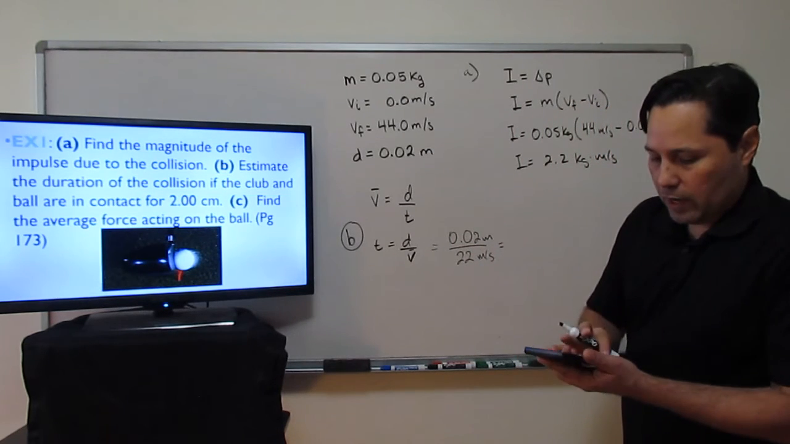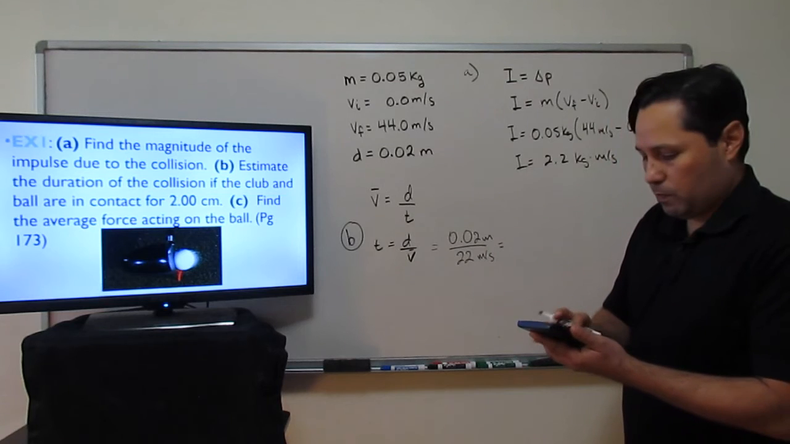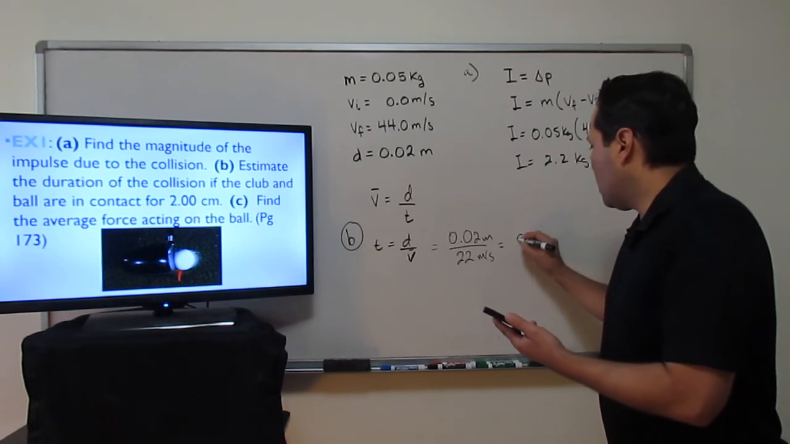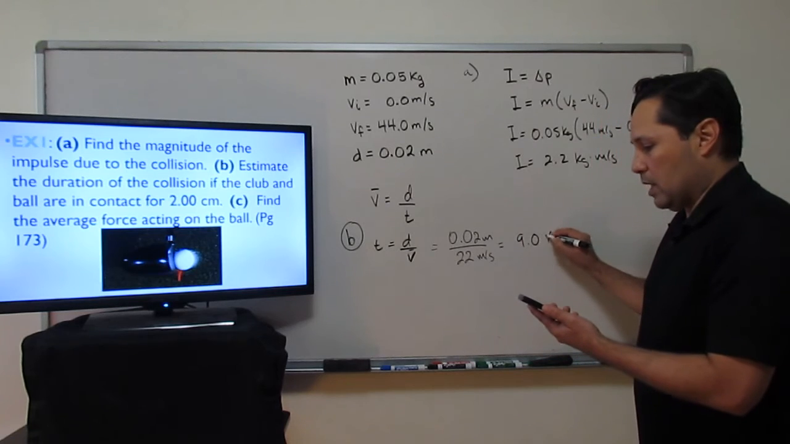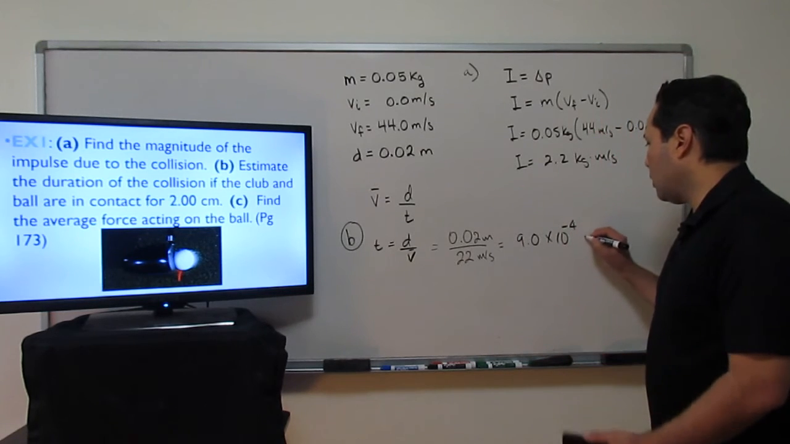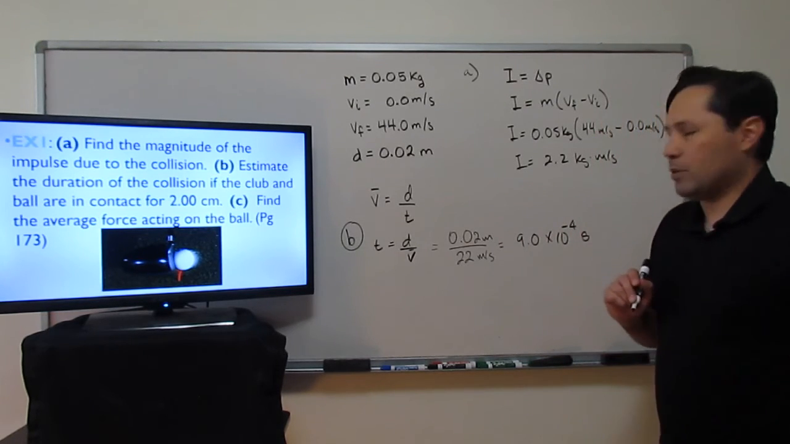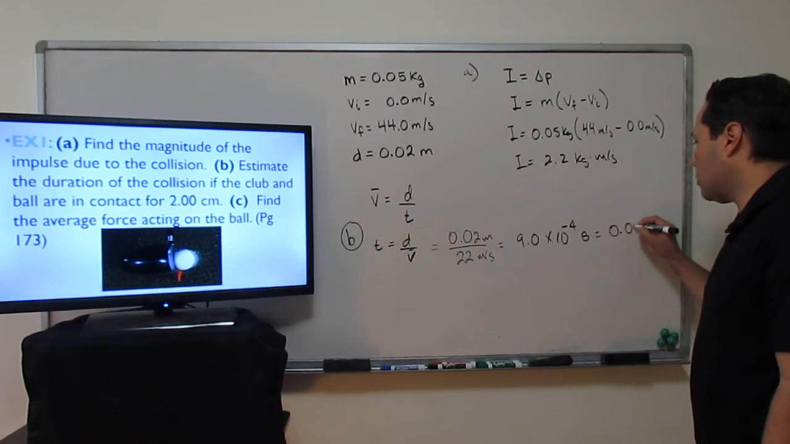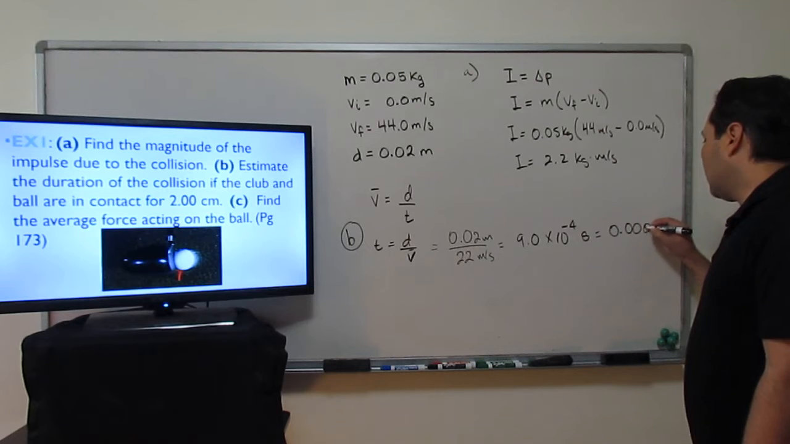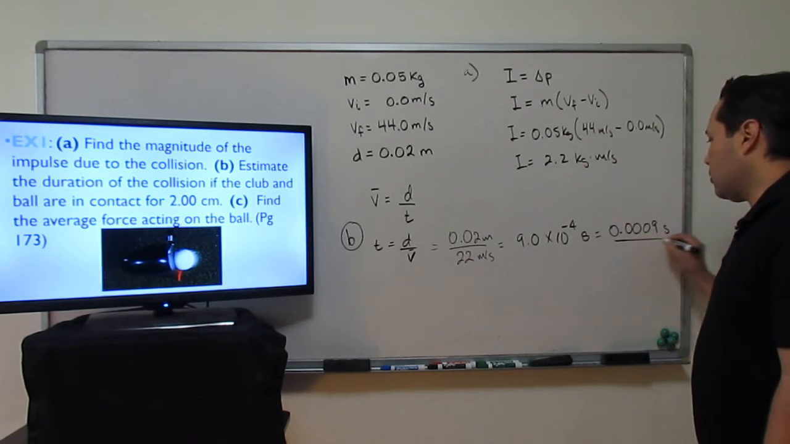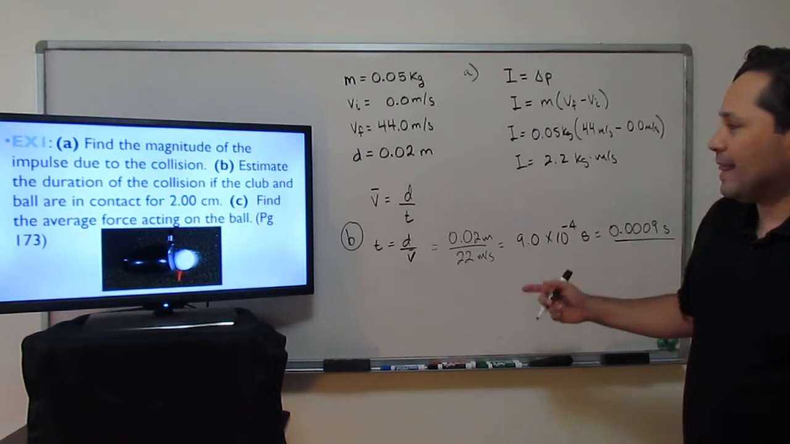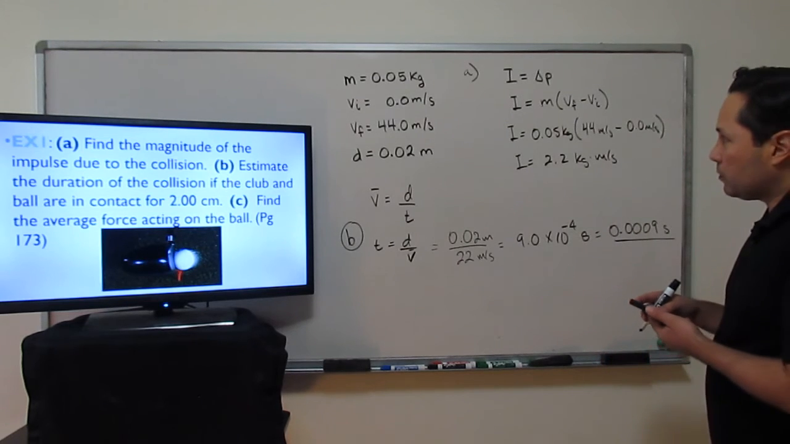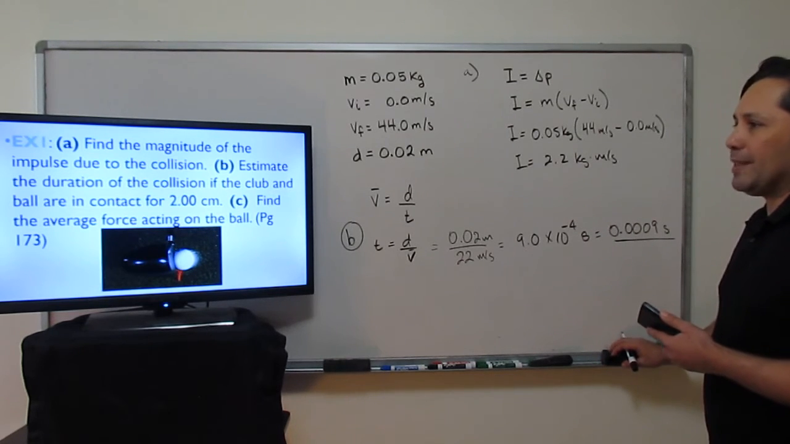So we're going to divide 0.02 by 22. It's going to give us 9.0 times 10 to the negative 4 seconds. That's the amount of time. If you wanted it in non-scientific notation as a decimal, written out, it's 0.0009 seconds. So it's a very short amount of time that the club and the ball are in contact with each other. Alright, next, part C.